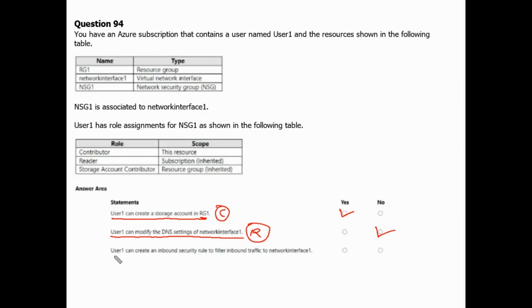Statement 3. User 1 can create an inbound security rule to filter inbound traffic to network interface 1. So traffic is basically filtered by the NSG, or network security group, for the network interface, and over the network security group, user 1 has the permission as a contributor. Therefore, user 1 can manage the network security group inbound and outbound rules with this permission as contributor. Therefore, the answer for this statement is yes.